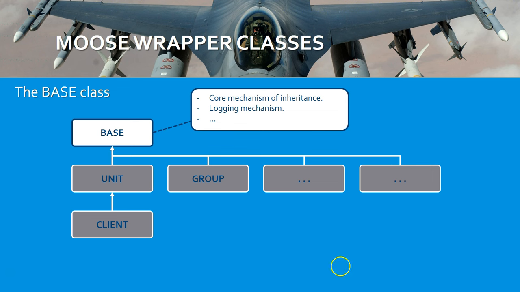Everything is derived in Moose from the base class. And the base class is a very small class, but it does the core function of the Moose framework. Each class, when you instantiate a new class using the constructor, will handle the core mechanism of inheritance. It will create the instance, and it will also facilitate the logging mechanism that each class has. So this base class contains functions to actually log your logic within the DCS.log file using parameters.